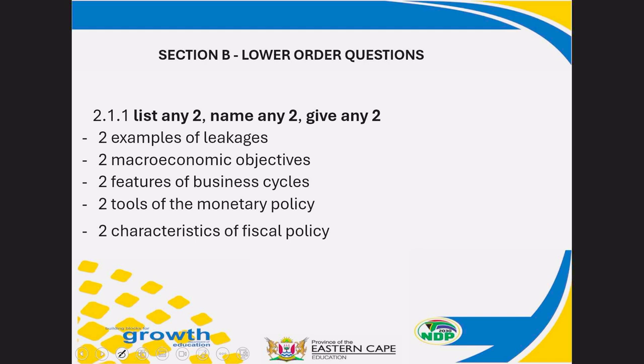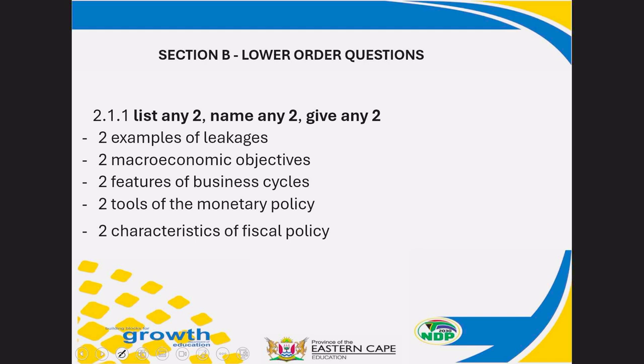Now, let us go to our second overview, which is our section B, lower order. It always starts with lower order questions. These are our low-hanging fruits. These are the answers that we can get by simply studying, even if it's just subheadings. Let me show you how.